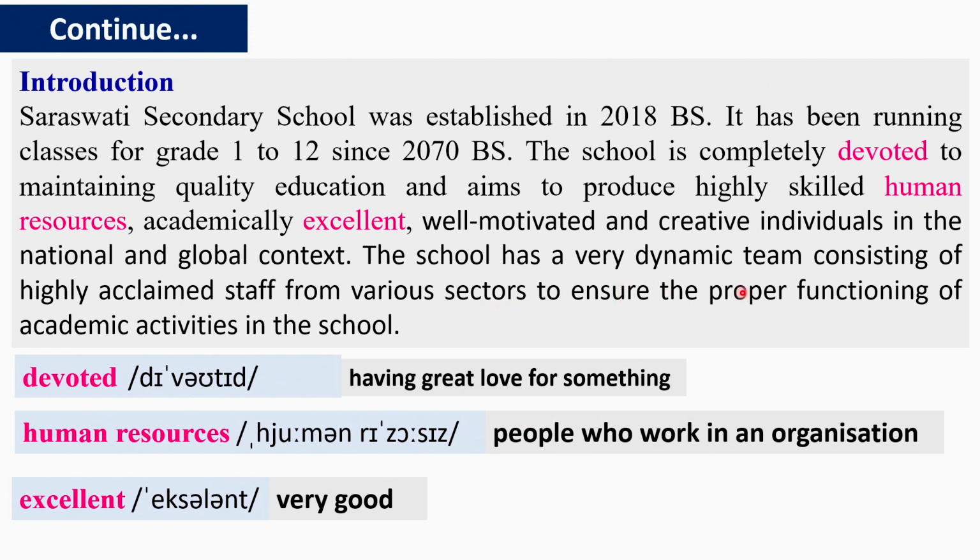So, what do they do? They function academic activities, different academic activities. So, all the things that are related to education are academic activities. So, such things are conducted in the school. So, see there in this part mainly the school tells when it was established, similarly what classes are run there, similarly what kind of human resources they want to produce and what kind of staff they have. Such things are discussed in the very first part. Let us look at the next part.